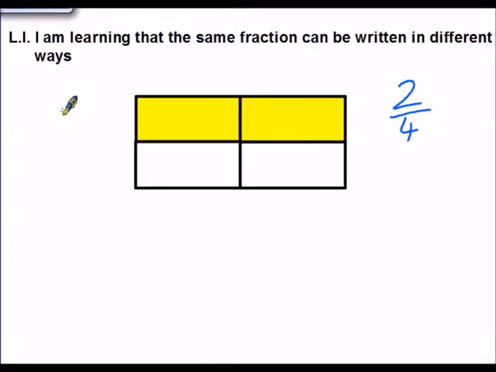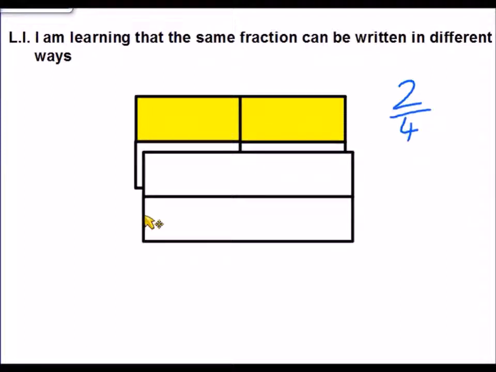Now, it's perfectly acceptable to talk about 2 quarters. 2 quarters is a perfectly valid way of describing this shape. However, it's not the most simple way of describing this particular shape. And so what we're going to do is try and think about this in a more simplistic way. Now we can see that while the shape has been split up into 4 parts and there are 2 of those parts coloured in, we could describe it in a slightly different way, because although it's 2 quarters, it's also half of the shape. So half of the shape has actually been coloured in.